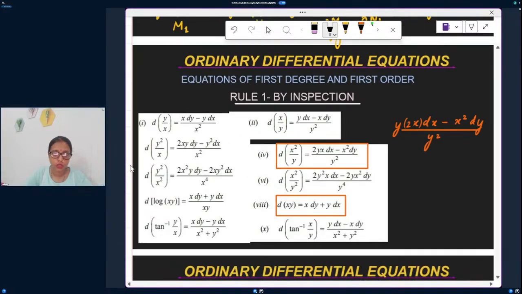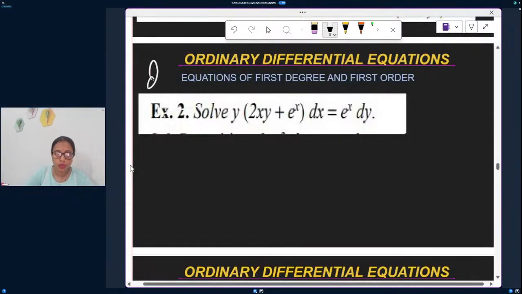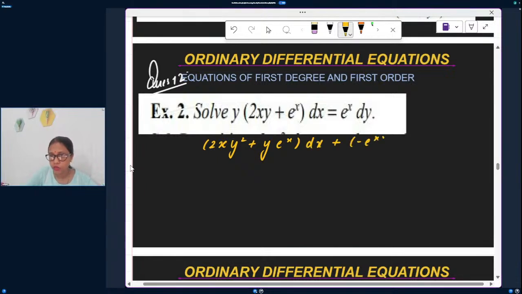Question number 12. Solve this. Okay. So first of all, find out M and N. What are M and N? This is 2xy square plus y times e raised to power x dx plus minus of e raised to power x dy. So here you have M and N. First, you make sure that it is not exact. You calculate del M by del y. It will not come out to be equal to del N by del x. So that's why the equation is not exact.